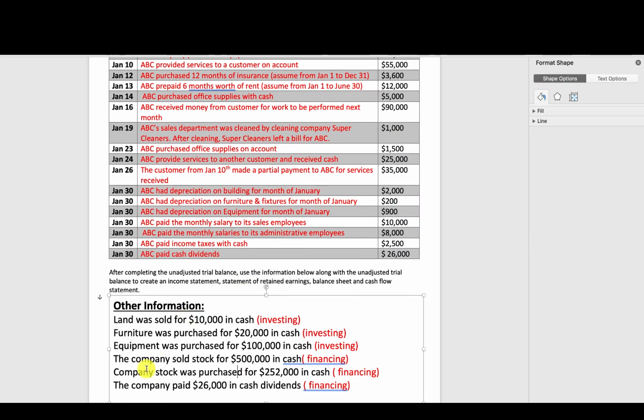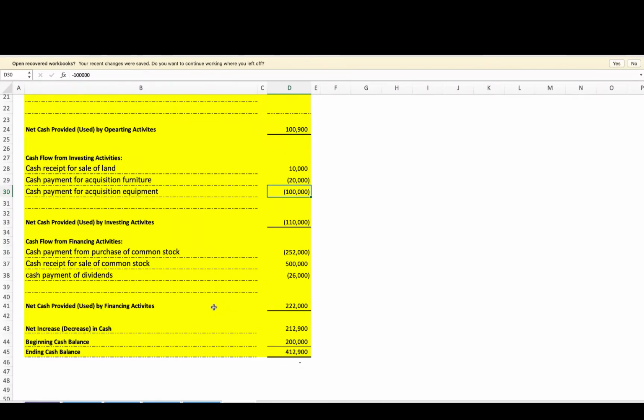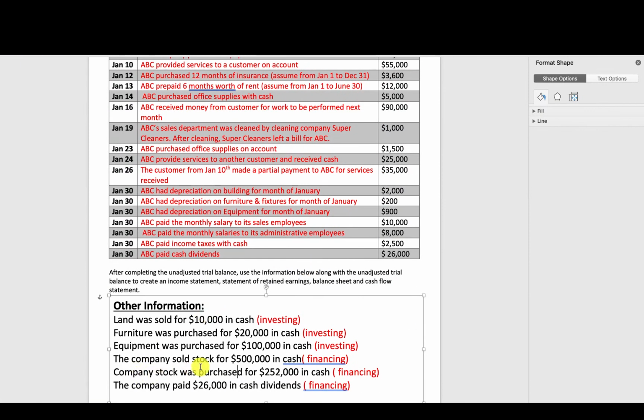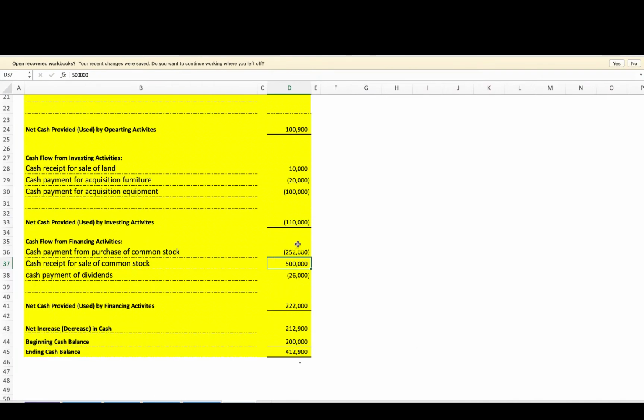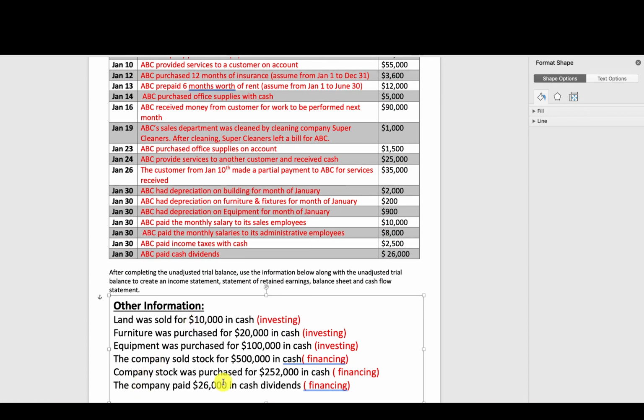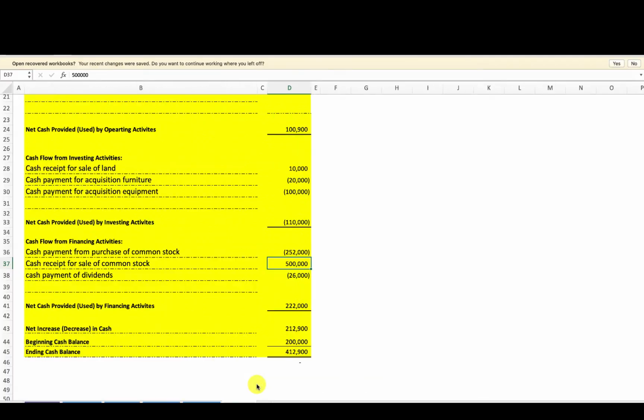We do the exact same thing, right? The company sold stock. Whenever you sell stock, you receive cash. So you sold stock and you receive $500,000 in cash. If we look at this, it says cash receipt for the sale of common stock, $500,000 positive. Then we have company stock was purchased. You purchased stock with cash. That's going to be negative. So 252,000 negative. And then you paid cash dividends, which is going to be cash you used. So that's 26,000 negative.